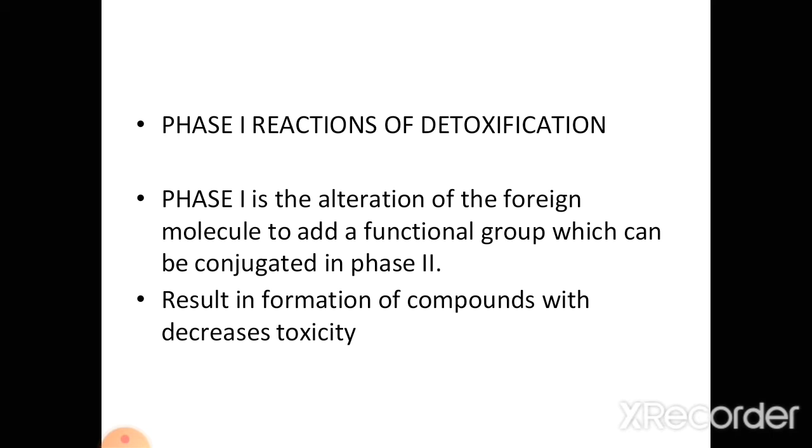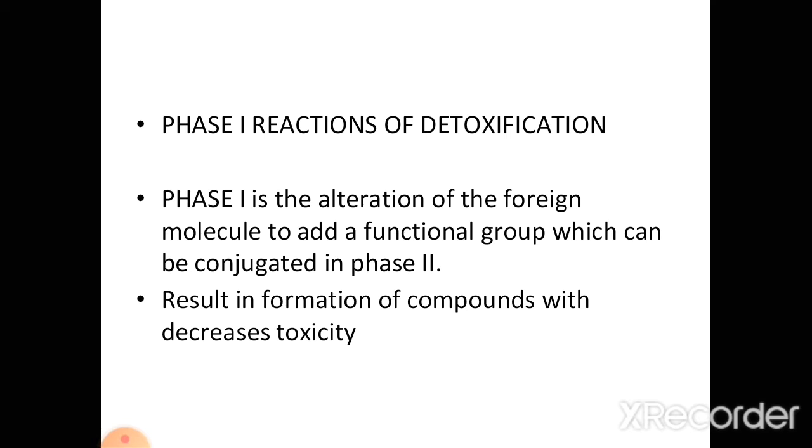conjugated in phase 2. So the phase 1 reactions involve oxidation, reduction and hydrolysis. And the metabolites may be excreted without any further reaction, or may enter into the phase 2 reaction. So in phase 1, the major reaction involved is hydroxylation. And this hydroxylation reaction is catalyzed by cytochrome P450 or monooxygenase.